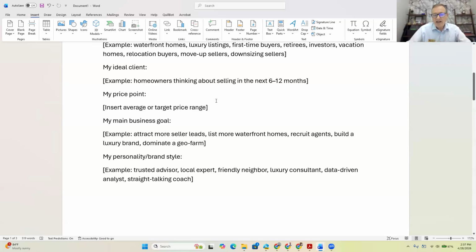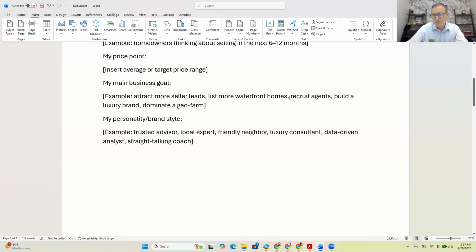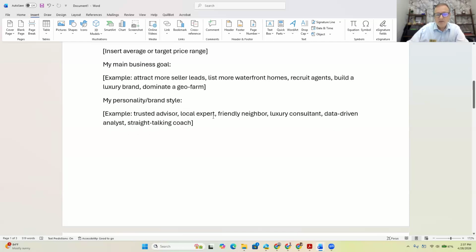So you can utilize that however you want, and then what your goal is. If you're looking for listings, I want more seller leads, I want to list waterfront homes, right? Or in my case, it would be to recruit agents or build a luxury brand or dominate a specific area. If I was going to break into a new market area, I would say to dominate a geo farm, or just to dominate a specific real estate neighborhood. I want to farm a real estate neighborhood. This doesn't have to be exactly the words I have here. You can make it whatever words work for you.